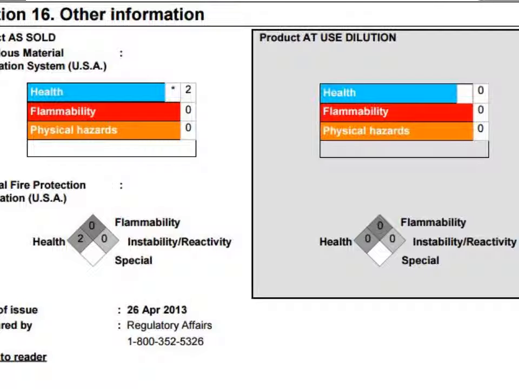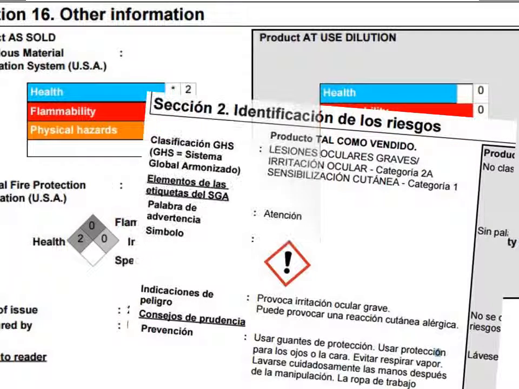For this cleaner, you see 2 pictures which tell you with one glance that this cleaner poses no significant danger when diluted properly. But if it's used full strength, or if you are exposed in some way while diluting it, there is moderate danger to you. To find out exactly what that danger is, flip back to the exclamation point in the first section.